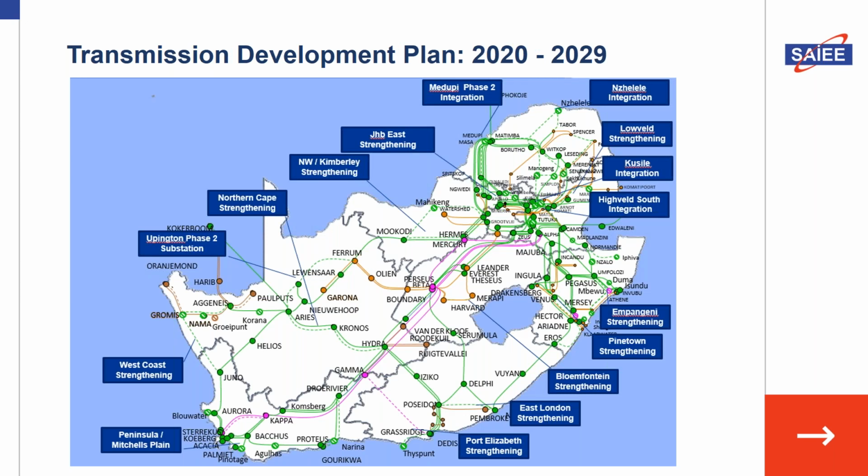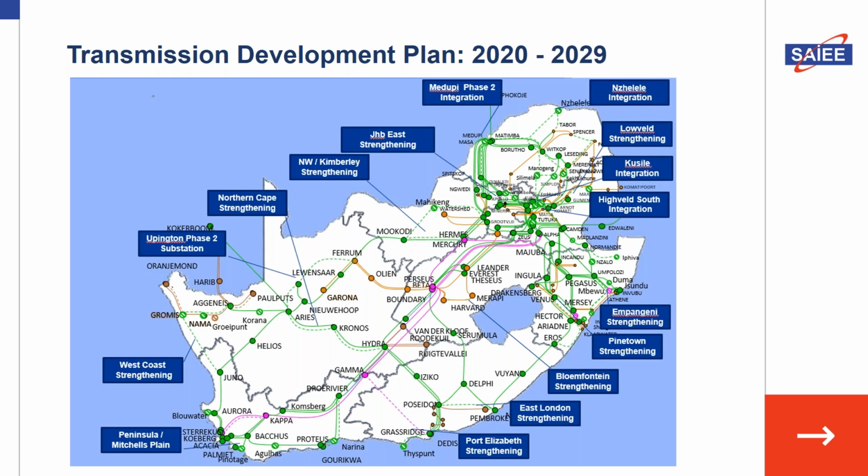Moving on from the planning studies, I just want to give you a brief overview of what the transmission 10-year development plan consists of. The information and the details around this is provided on the Eskom internet, and if you have a chance, you can go onto the site and do a search on the Transmission Development Plan and you'll find the details.